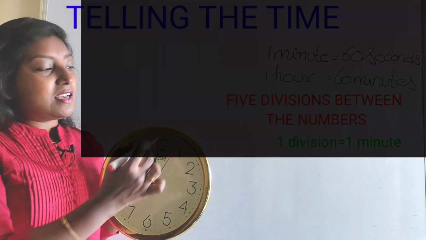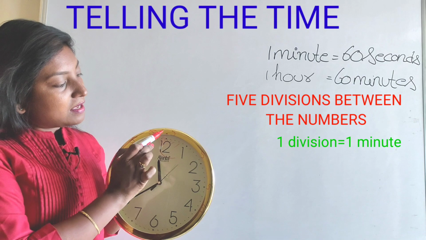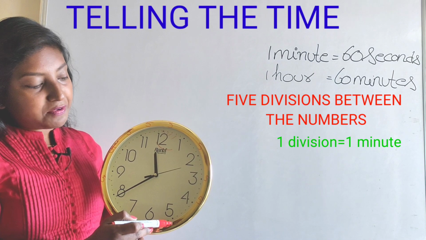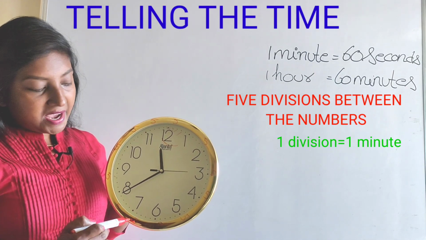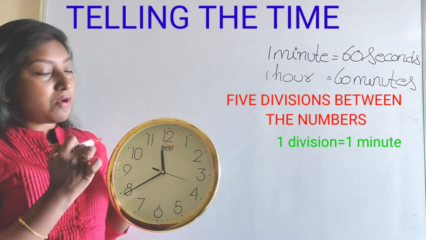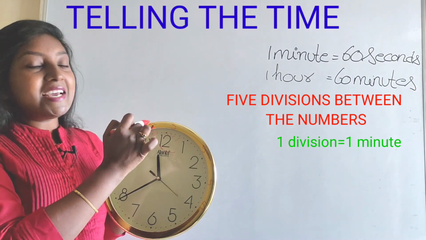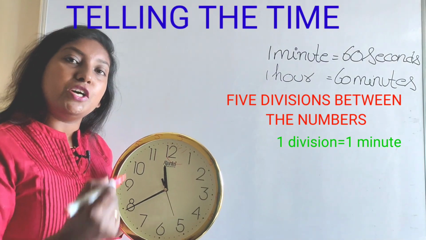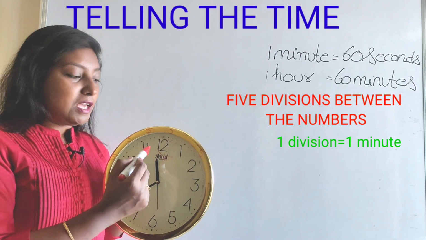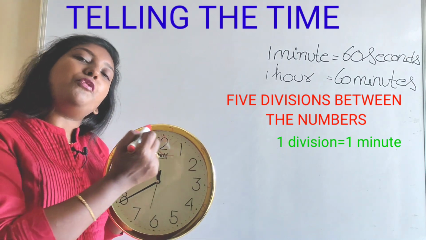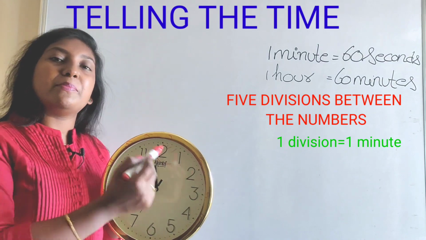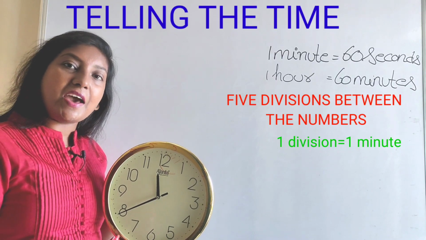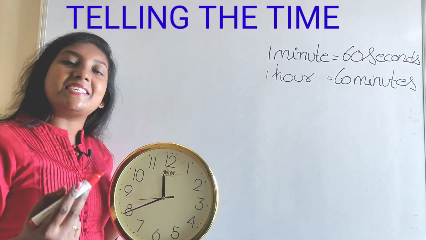Now, let's add these minutes. 5 makes 10, 15, 20, 25, 30, 35, 40, 45, 50, 55, and 60. So, here we got 60 minutes throughout this clock. That means if the minute hand takes a full rotation through these numbers, we are going to get 60 minutes. That's why 1 hour makes 60 minutes.